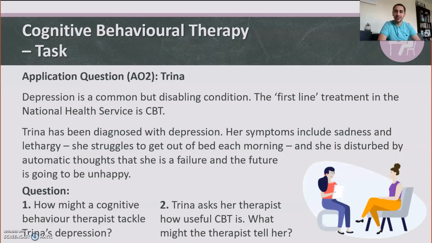Okay. We've got an application question. AO2. Let's apply our knowledge to this scenario, AO2, okay? Depression is a common but disabling condition. The first line treatment in the National Health Service, the NHS, is CBT. Trina has been diagnosed with depression. Her symptoms include sadness and lethargy. She struggles to get out of bed in the morning. And she is disturbed by automatic thoughts that she is a failure and the future is going to be unhappy. How might a cognitive behavioural therapist tackle Trina's depression? And Trina asks her therapist how useful CBT is. What might the therapist tell her?